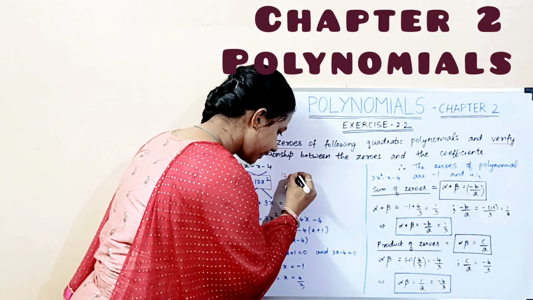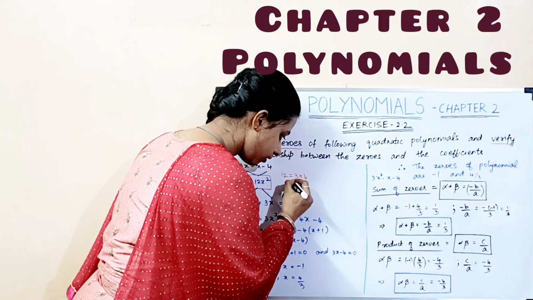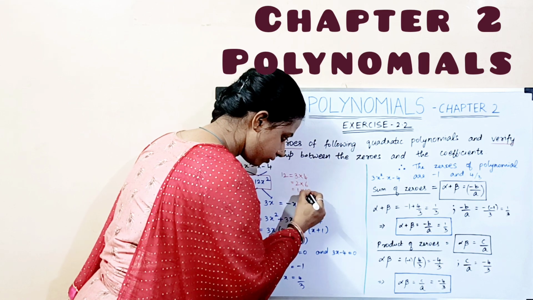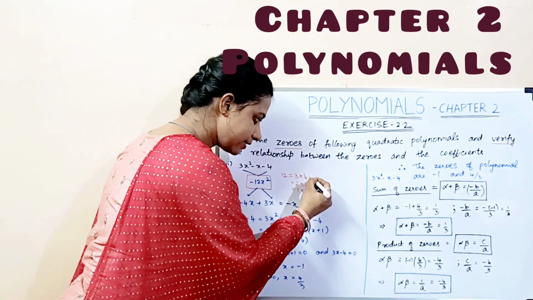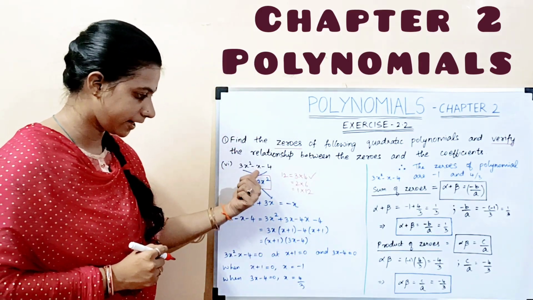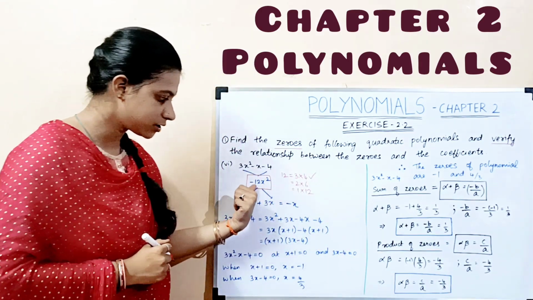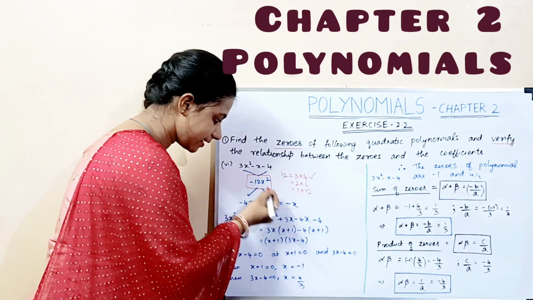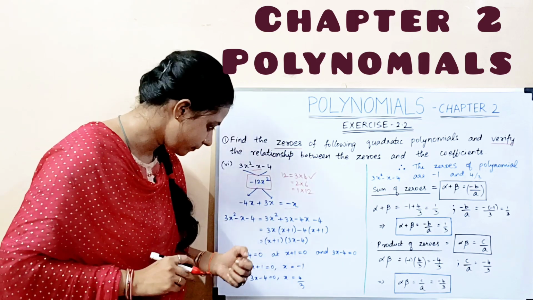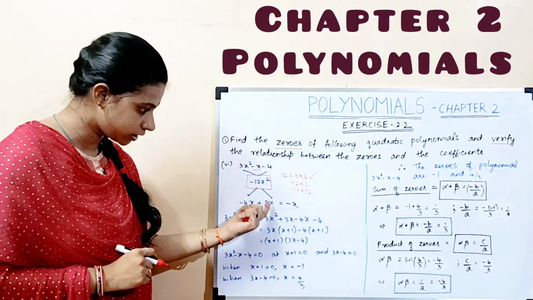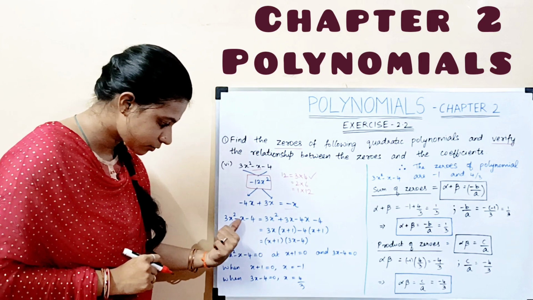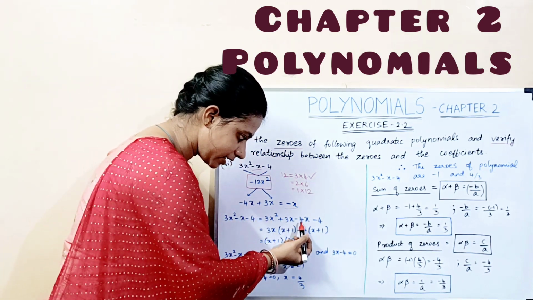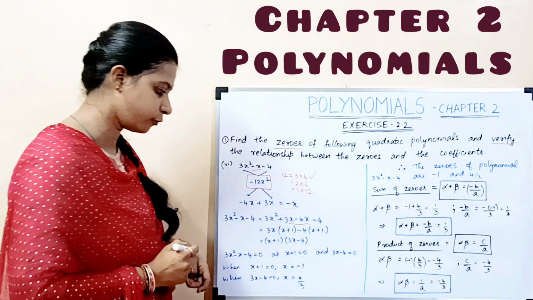For 12 we can take it as 3 into 4 or 2 into 6 or 1 into 12. So in this combination we will get minus x. So we will split minus 12x square as minus 4x plus 3x, so that we will get minus x, that is the middle term of the polynomial. Now we will substitute these two terms for minus x. 3x square minus x minus 4 equal to 3x square plus 3x minus 4x minus 4.